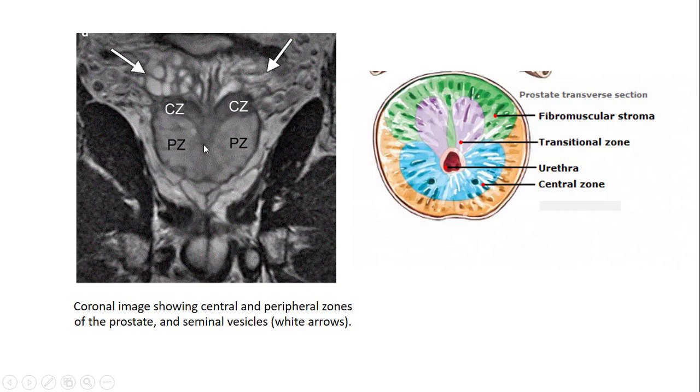You'll only catch the peripheral zone. And because the transition zone and the anterior fibromuscular stroma lie anterior to that, we are not catching either of those here on this coronal. But on the anterior view, even down lower, you will catch some of the transition zone and the fibromuscular stroma, but you might not catch the central zone just because it does not go that far inferior. And then here again, you see the seminal vesicles. So this is a really nice MRI.